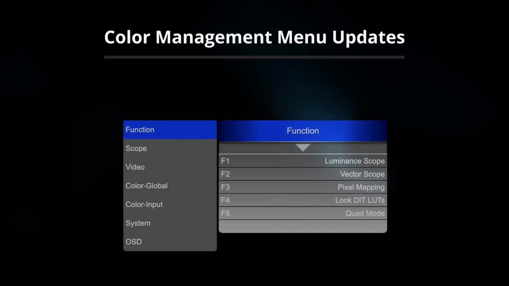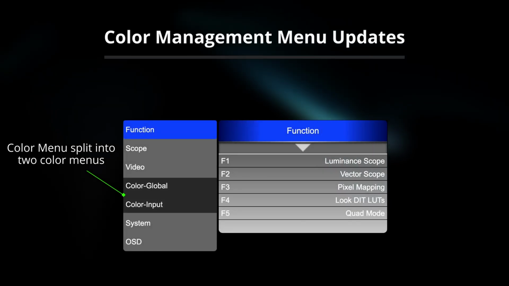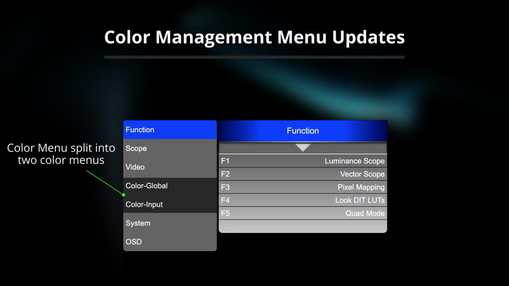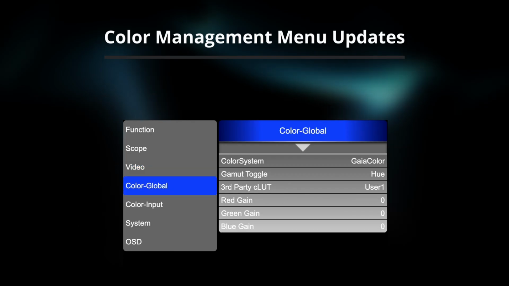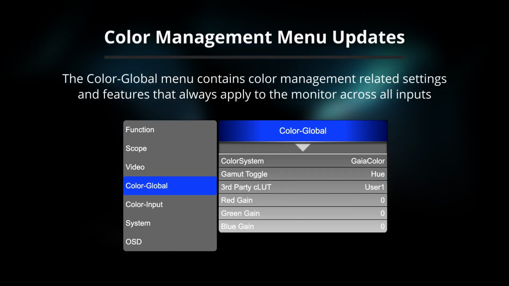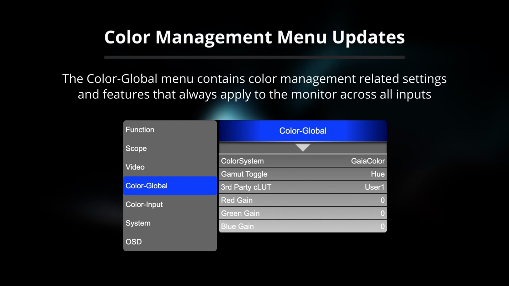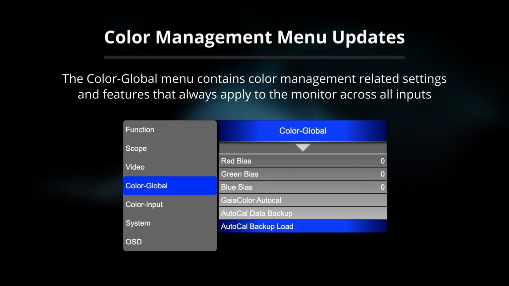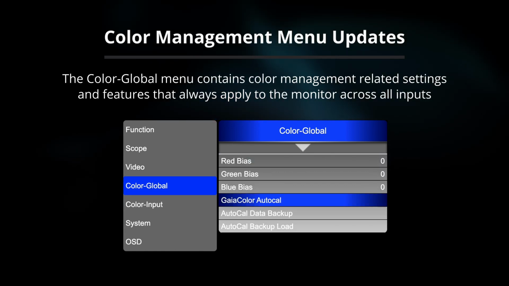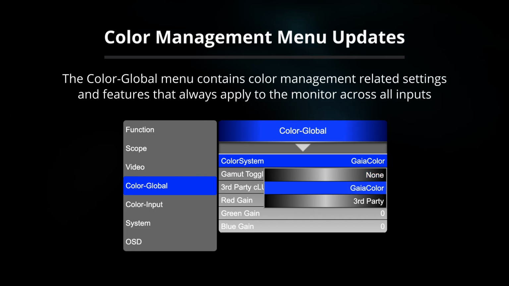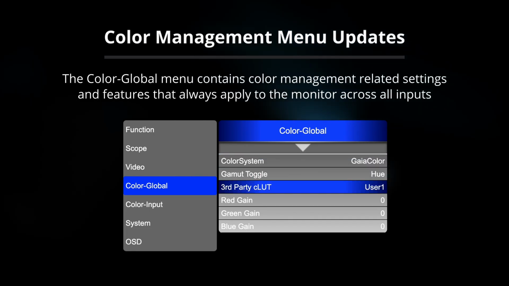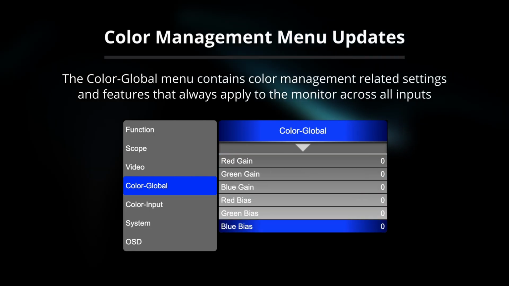The first thing you'll notice is that the color menu has now been split into 2 color menus called Color Global and Color Input. The Color Global menu contains color management related settings and features that always apply to the monitor across all inputs. Here you'll find your toggles for starting Gaia Color AutoCal, setting the color system to Gaia Color or third party, and gain bias settings, which always apply globally to all inputs.